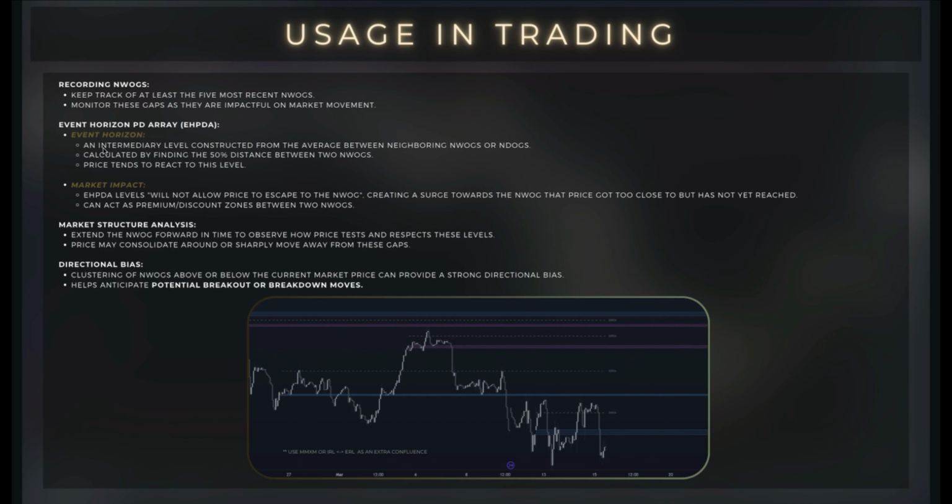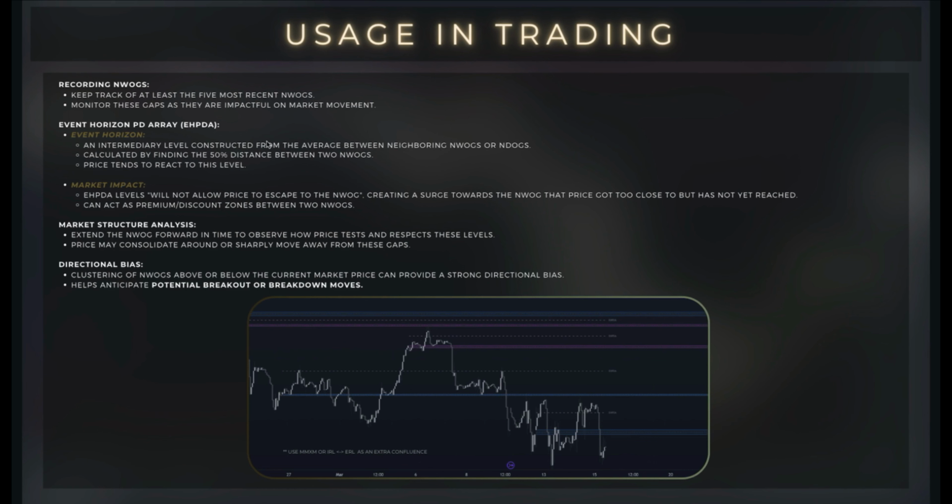EHPDA. Event Horizon, an intermediary level constructed from the average between neighboring new week opening gaps or new day opening gaps, calculated by finding the 50% distance between two NWOGs or new day opening gaps as well. Price tends to react to this level.